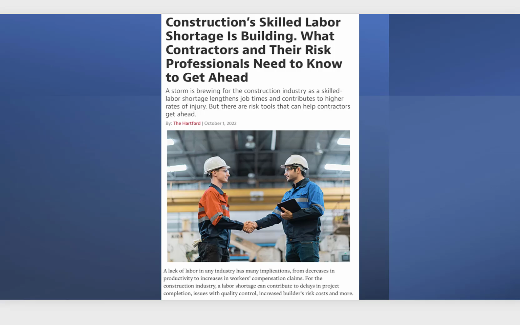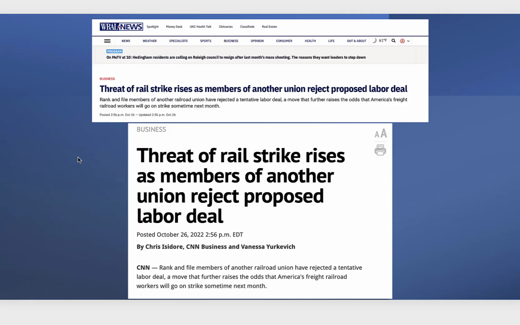You got the small businesses ailing. You got construction companies with a labor shortage. And what do we have next? Well, a lot of people aren't talking about this, or at least the media is not talking a lot about this. But after the election, there is going to be an expected rail strike.